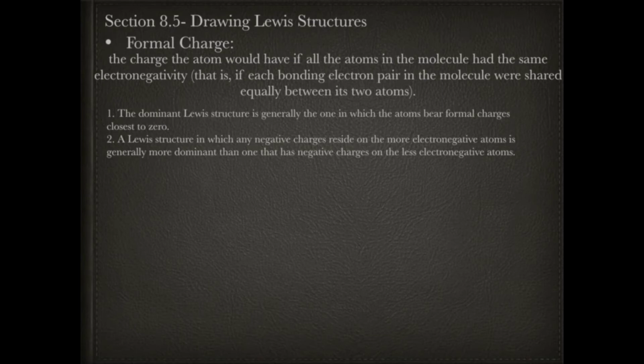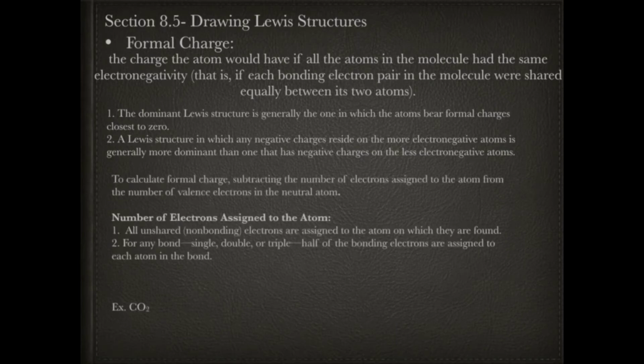The second rule is that a Lewis structure in which a negative formal charge resides on a more electronegative atom, that's going to be the one that's dominant. So those are two rules. Number one is the most prevalent rule, but for number two, just knowing that if your formal charge is negative, it should be on the atom that is more electronegative, the one that's hogging the electrons the most. So let's learn how to actually calculate formal charge.